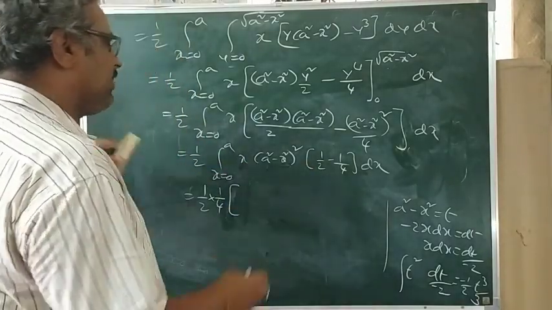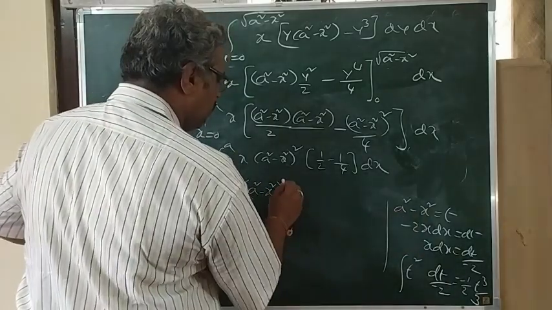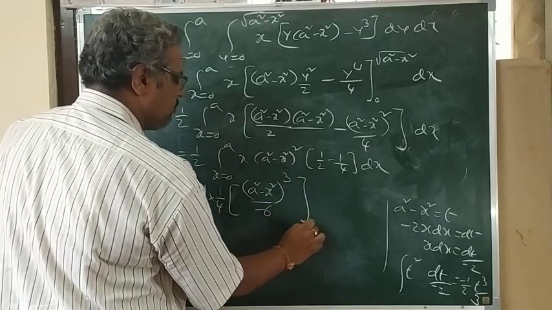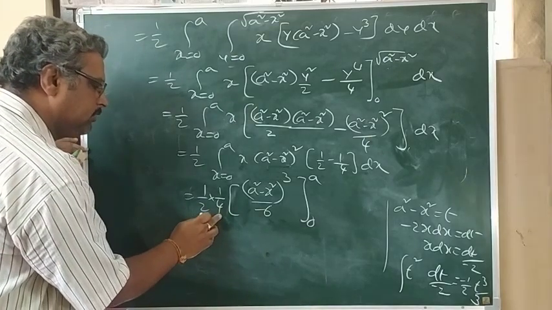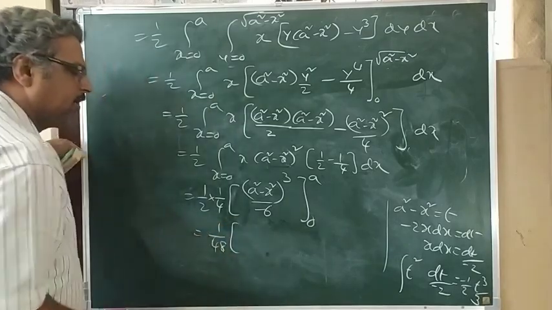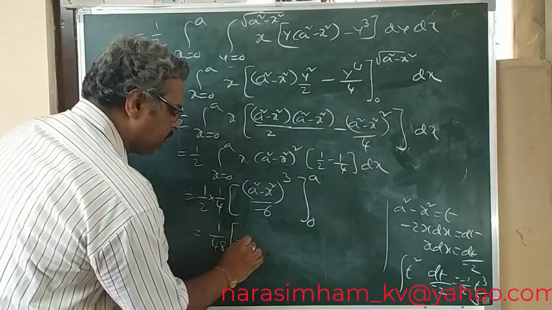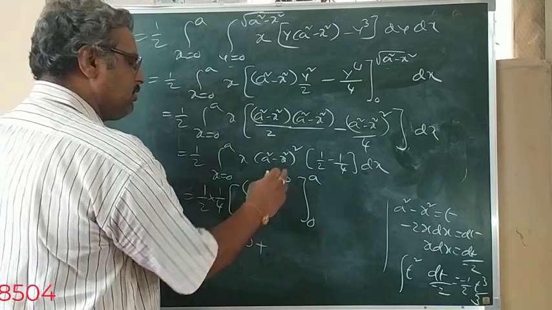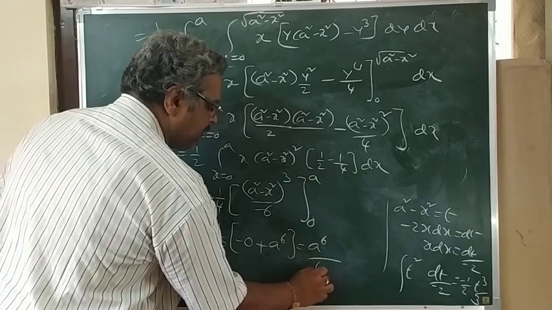So t is a square minus x square: (a square minus x square) whole cube by minus 2 into minus 3, that is minus 6, from 0 to a. So 8 times 6 is 48, giving 1 by 48. If you put x equals a, a square minus a square is 0. If you put x equals 0, (a square) whole cube is a power 6. So your answer is a power 6 by 48.